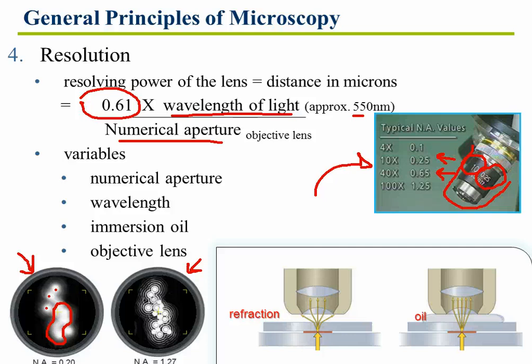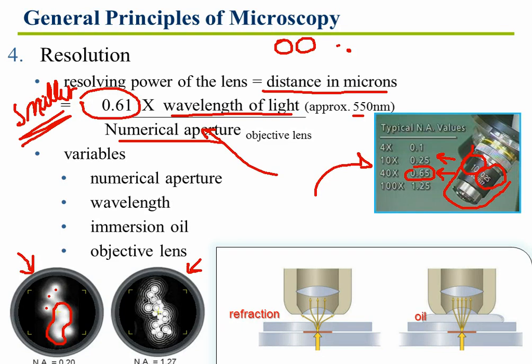Note that if you put this 0.65 into this part of the formula, the larger this denominator is, the smaller the value that you get over here on the left. And smaller is better, because remember, that number is distance in microns, telling you how close your objects can be and you can still see them distinctly, or how small your objects can be and you can still see them distinctly. So you want as small a resolving power, a distance between your objects, as possible for the microscope to be able to delineate, because you can see much smaller objects.